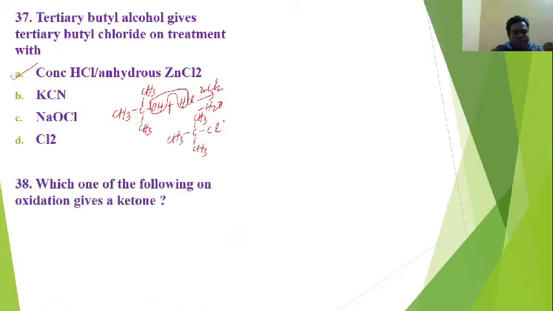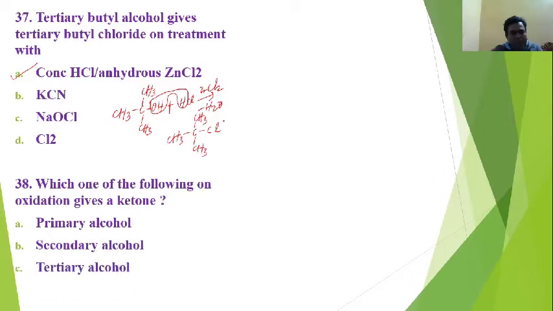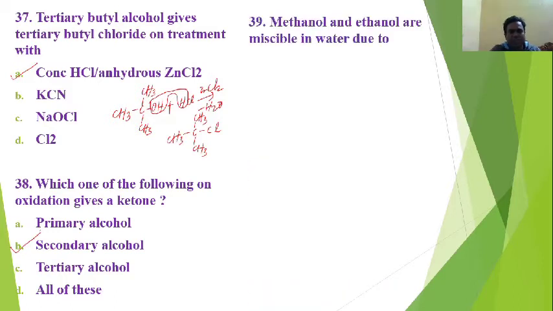Next question. Which one of the following oxidations gives a ketone? This is a secondary alcohol. Primary alcohol gives carboxylic acid. Secondary alcohol gives ketone. So the answer is option B.